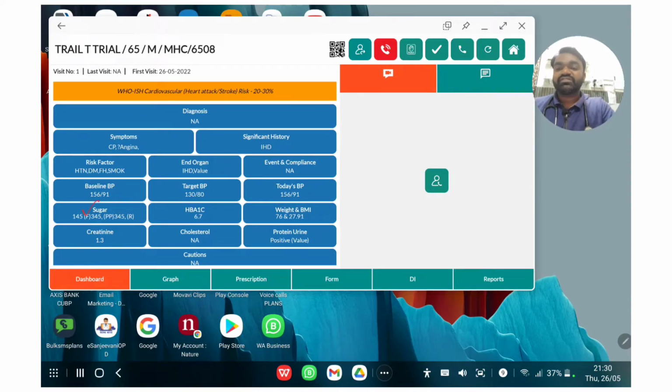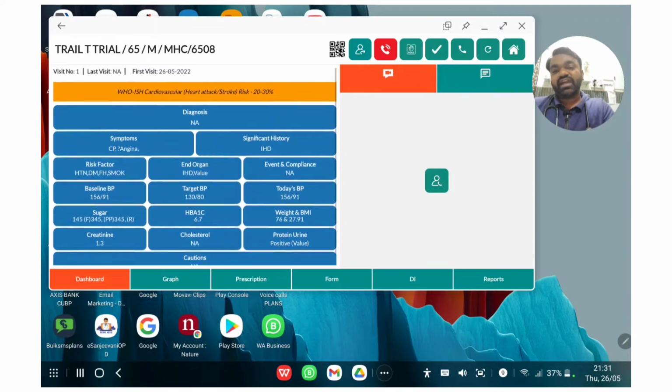You have the sugars reflected over here: the fasting one, PP1, and the random one. You have HbA1c reflected over here, the weight and BMI over here, and creatinine, for which we have given values in the clinical form, though these values were not actually given much. Urine protein was given as positive. So this is generally the dashboard.